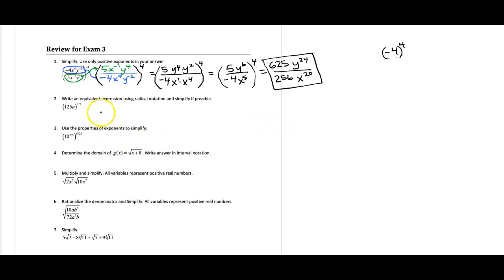Okay. All right, so number 2, write an equivalent expression using radical notation and simplify if possible. I'm trying to change that fractional exponent into a radical. And notice that the whole thing is inside parentheses, so that means the whole thing is going inside the radical. All right, well, what's inside the radical? Well, it's that 125a inside there.